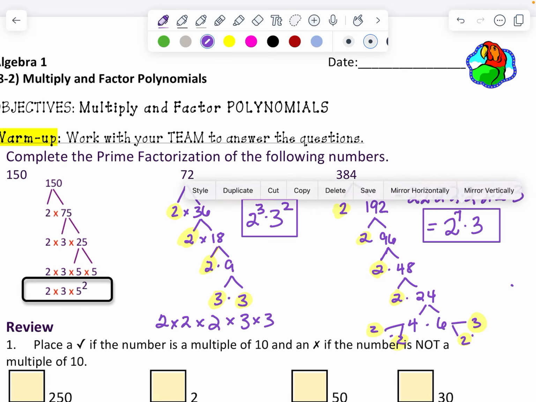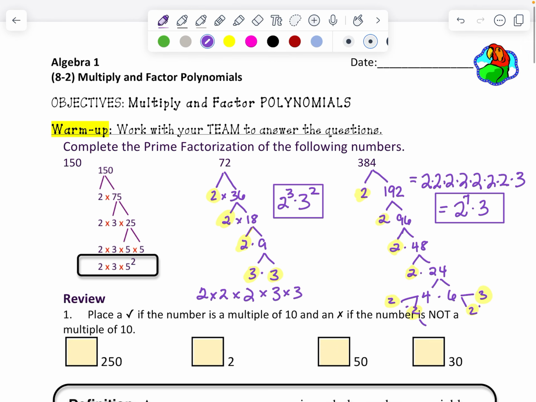All right, let me check: is that 1, 2, 3, 4, 5, 6, 7? Yep, got it. Okay, so 2 to the 7th times 3. And what you can do is always check it in your calculator to make sure that your prime factorization is right.